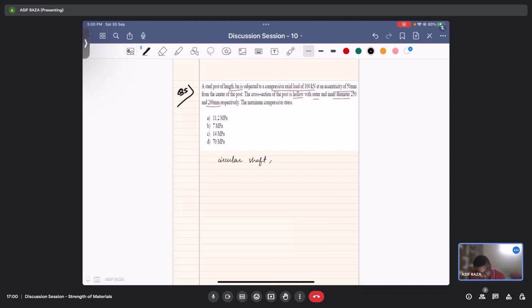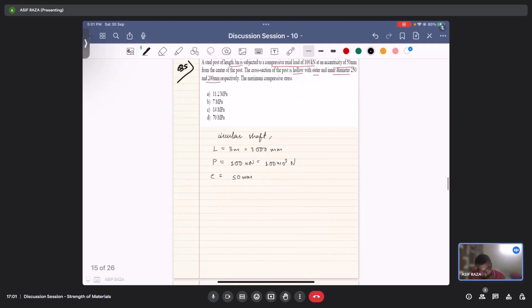We're given a steel post of length, I'll just write length as 3 meter, 3000 mm, axial load of 100 kilonewton, 100 into 10 power 3 Newton, eccentricity e as 50 mm from the center of the post.